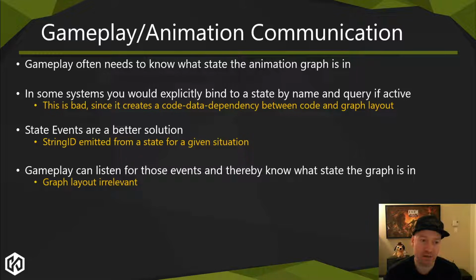We have a different mechanism. We call it state events. Basically, what it is, it's an ID that a state can emit. And that ID is sent back to the game code, and game code can look at that and say, oh, okay, I understand from the state event what state the graph is in.